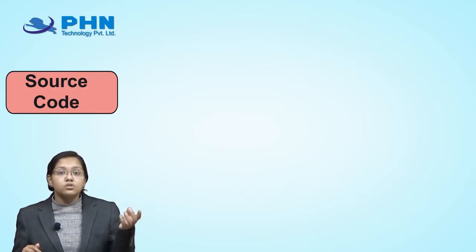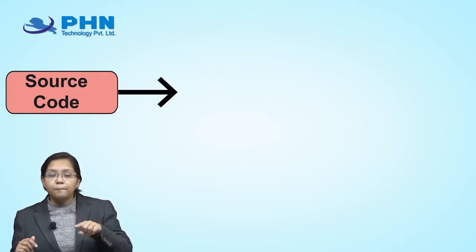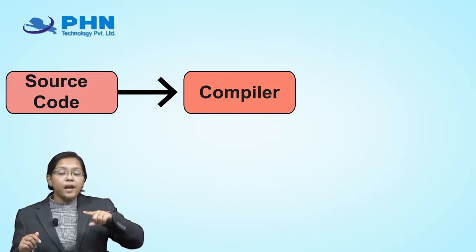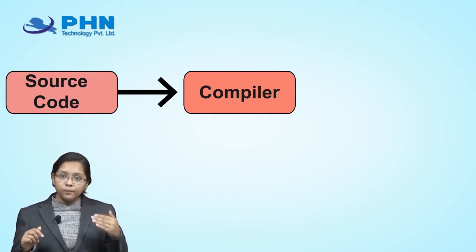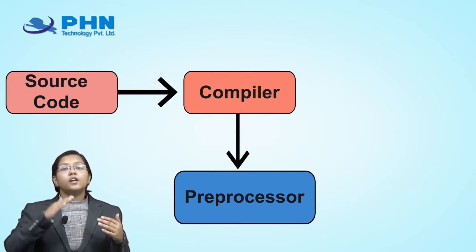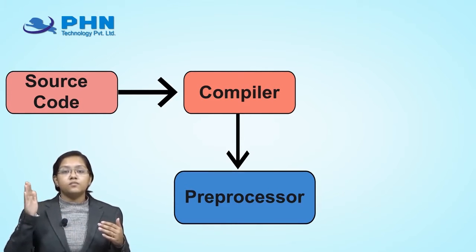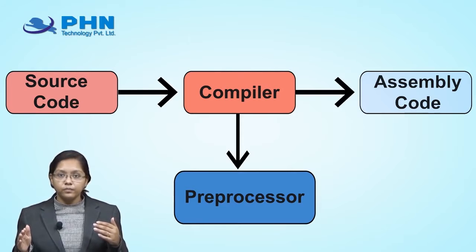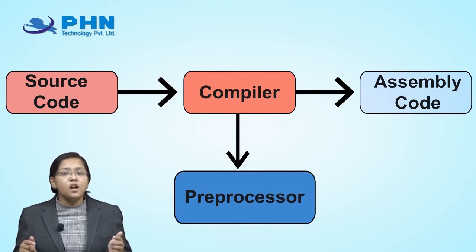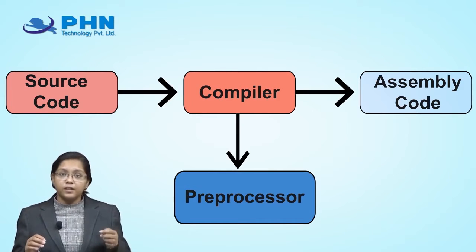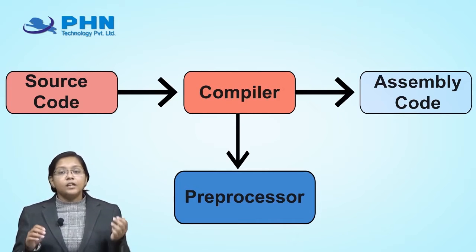Now you can see that I have given a source code. First the source code goes to the compiler, and when the program is compiled, the file goes to the preprocessor, and then finally it comes out as assembly code. This is how your C program works. We saw this architecture in the beginning, in my introductory part.